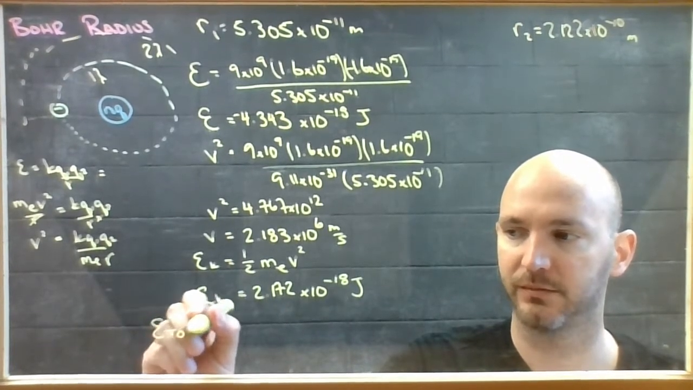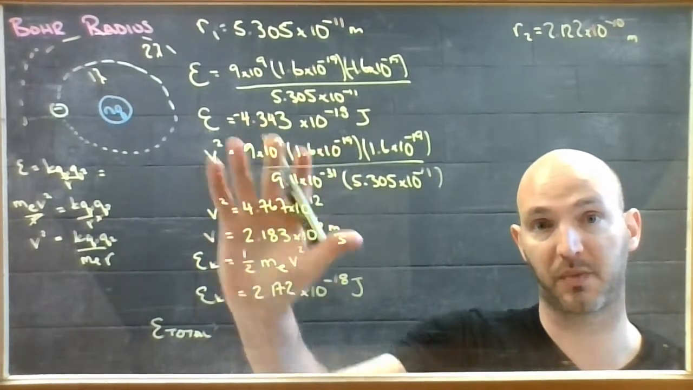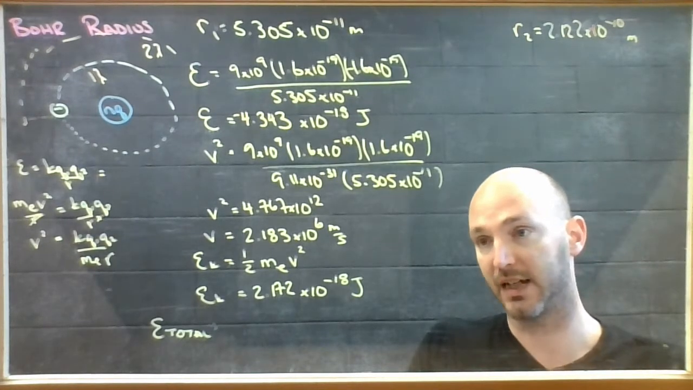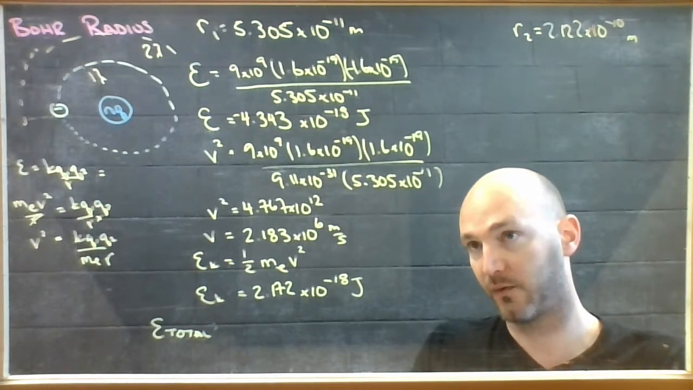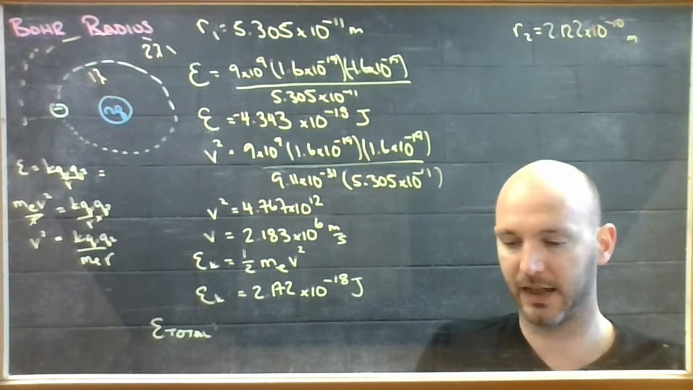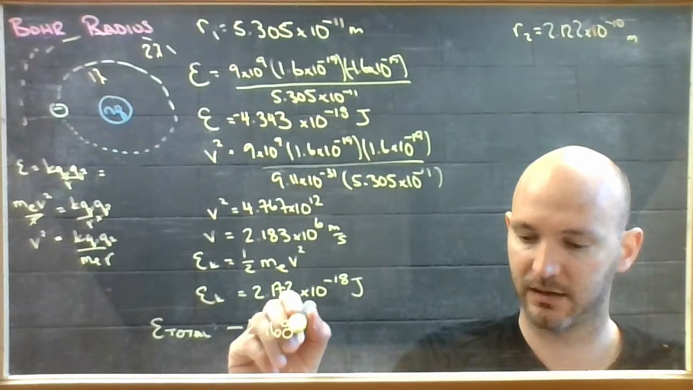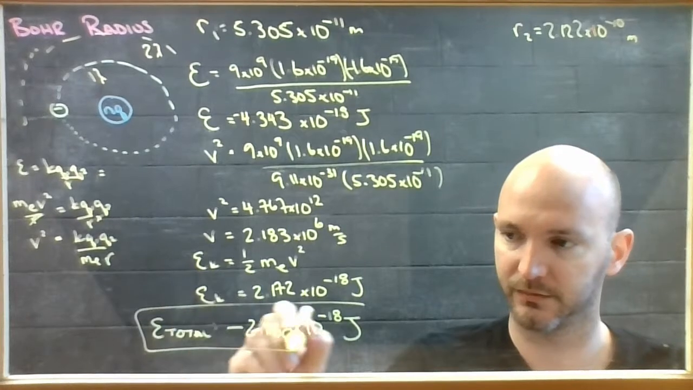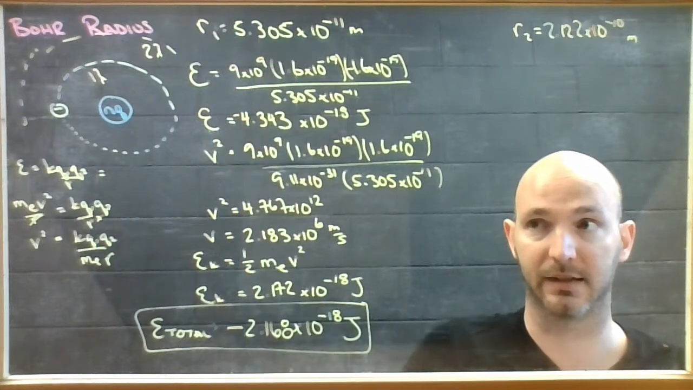So my total then would be the kinetic energy plus this energy tied up from electrostatic potential. So if I take my 2.172 times 10 to the negative 18 and I add negative 4.34 times 10 to the negative 18, I end up with negative 2.168 times 10 to the negative 18 joules net. Okay, this is at that radius.